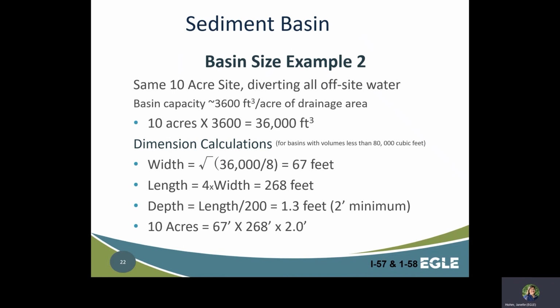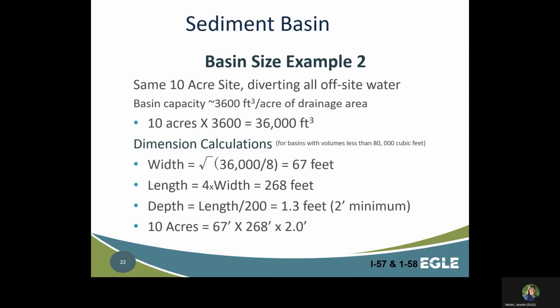What if we change conditions on the site and we divert all offsite water? How does that change our basin size and dimensions? Again, the capacity of a sediment basin should be equal to the volume needed to contain 1 inch of runoff from the entire drainage area, which is approximately 3,600 cubic feet per acre. We have a 10-acre site with off-site water diverted. 10 acres times 3,600 cubic feet per acre is equal to 36,000 cubic feet. Our sediment basin needs to be able to hold about 1/3 of the amount of water as compared to example 1.